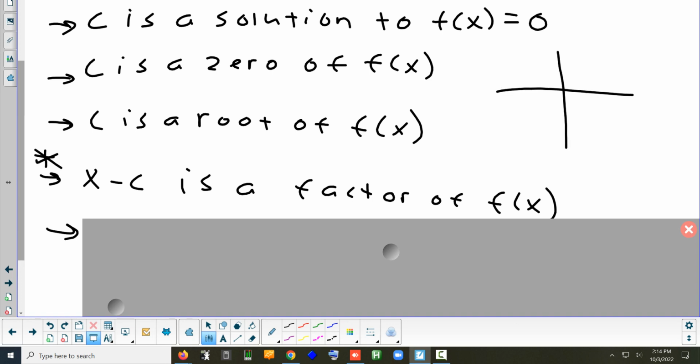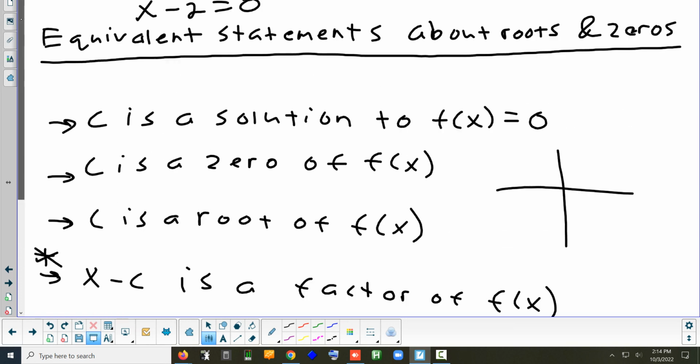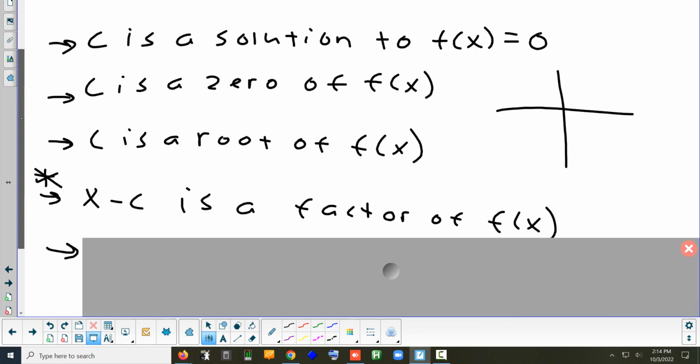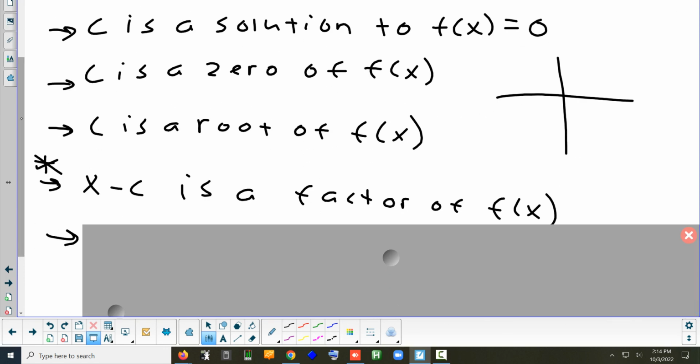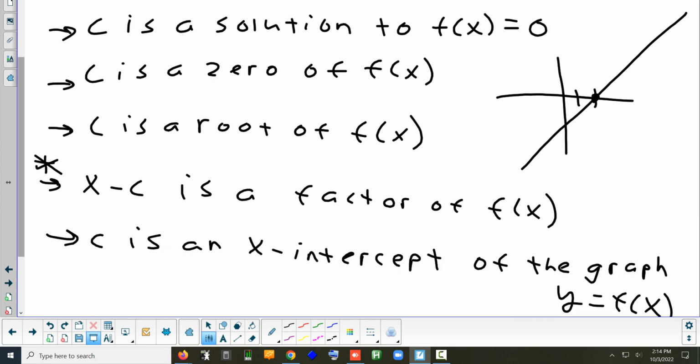And the last thing, if I take that equation I had right here, what was it? Y equals x minus 2. 2 is a root. That means it's going to look something like this. What do we call this spot right here? It's the number 2, which means that 2 is a 0, 2 is a root. But on a graph, the number 2 is the what of this line? It is the x-intercept.